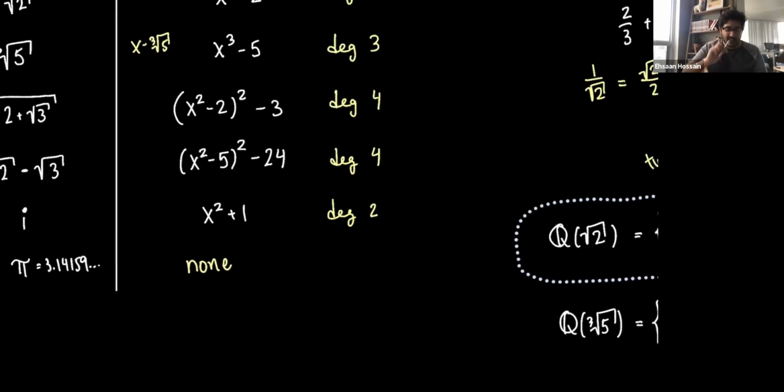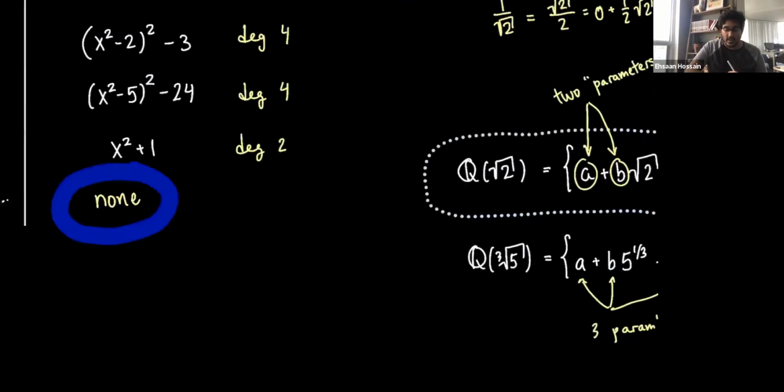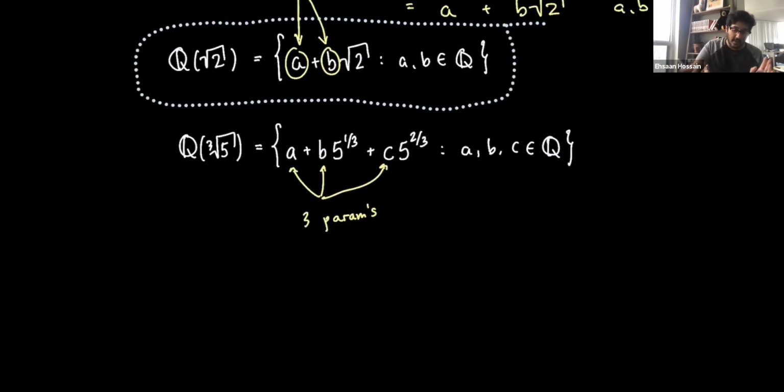So there's no polynomial with pi as a root. So let's try to do this trick again, this process where I take the Q and I add pi to it. I take the smallest field that contains Q and pi. How many parameters do you think there are going to be here?